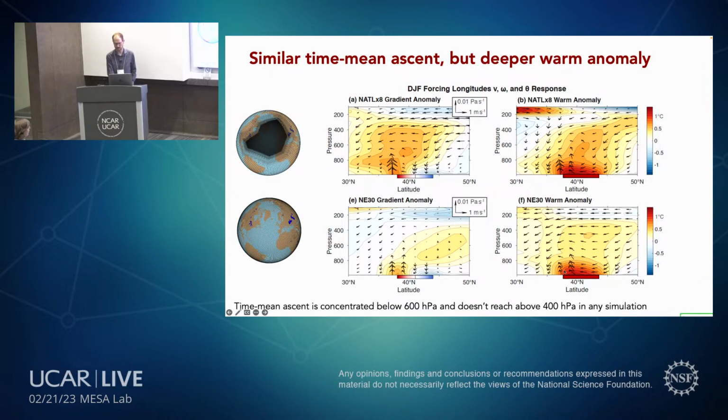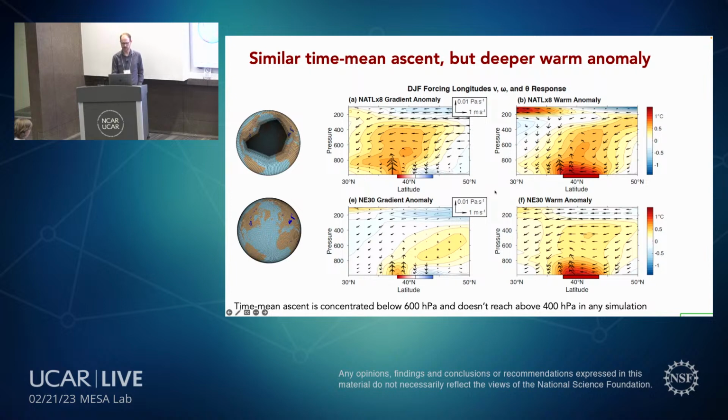You get that similar kind of response, but weaker in magnitude in this 1 degree warm anomaly case, consistent with its similar but weaker large-scale circulation response. And then in the 1 degree gradient anomaly case, you're getting the temperature anomalies instead going more meridionally and not really reaching up as far into the free troposphere.